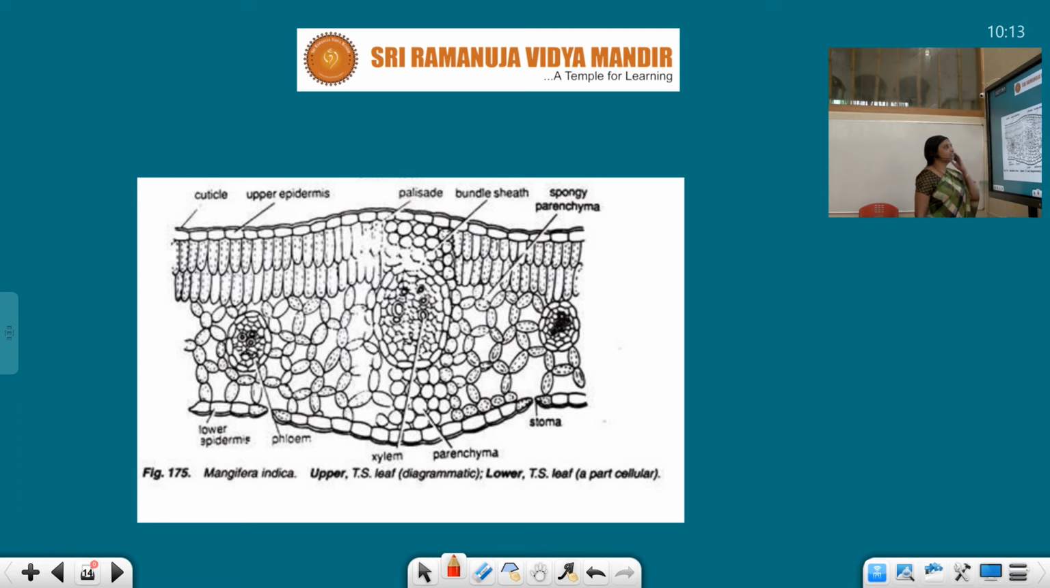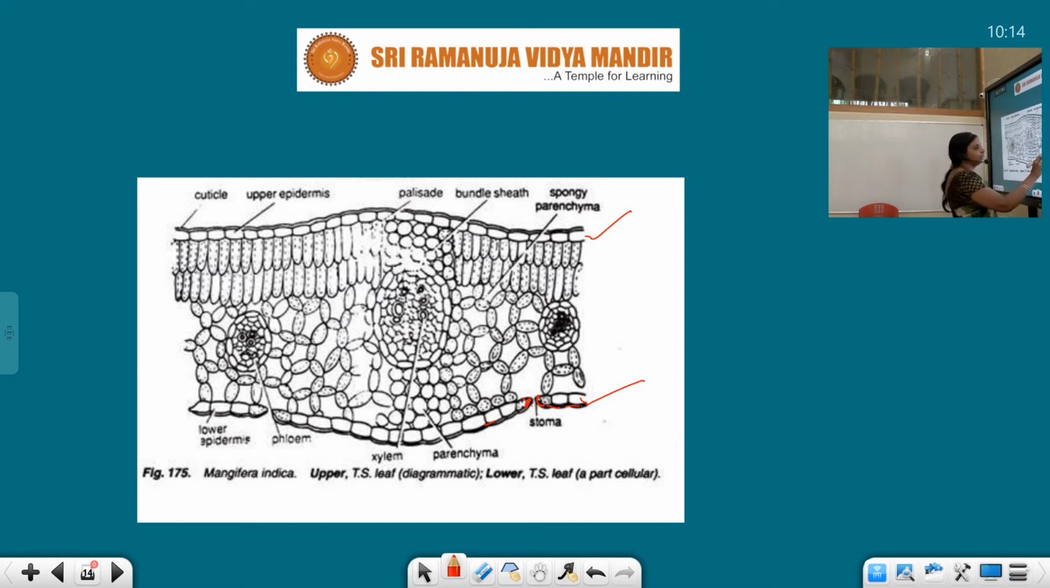Once again see the structure of the dicot leaf. Epidermis is present on both sides. This is the upper epidermis and this is the lower epidermis. On both sides we can observe cuticle. Stomata are present on the lower side only. Of course, if stomata are present in the upper epidermis, a very small number are present. Generally, stomata are found in the lower epidermis.